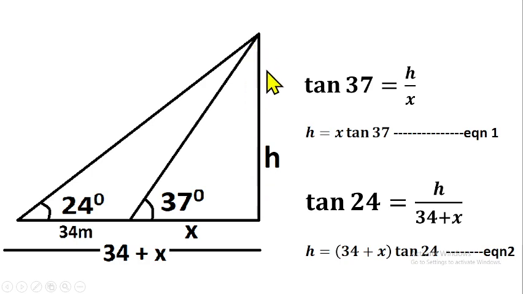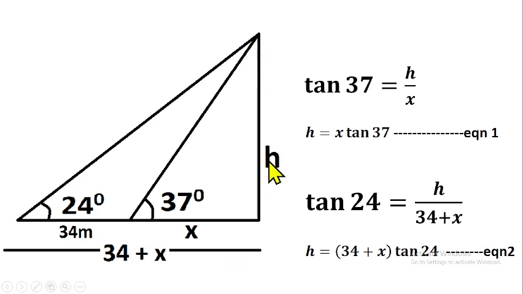How? From this small right angle triangle, we can use the relationship between this angle 37 degrees, this side and this side. That is tan. Tan is opposite over adjacent. For 37 degrees, the opposite is h and the adjacent is x. So tan 37 gives us h over x. From there we can make h the subject: if you cross multiply, h equals x times tan 37, which we call equation 1.